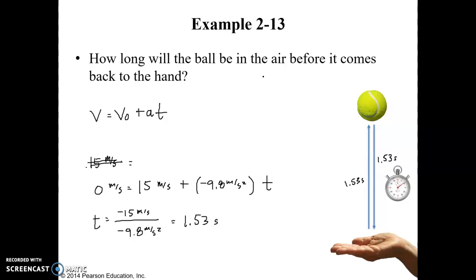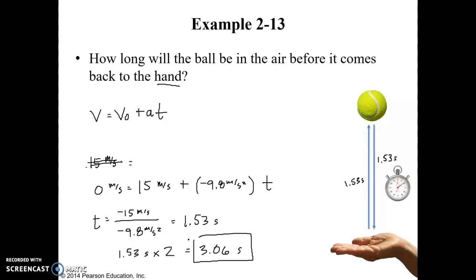How long will the ball be in there before it comes back to the hand? So as long as we then take this 1.53 and multiply it by 2, which gives us 3.06 seconds, this is a valid solution. It gets us 3.06 seconds in the air.